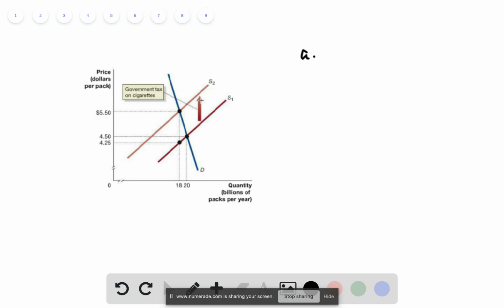So the amount of vertical shift of the supply curve, you can see that it is this amount from 5 points. You only need to find a specific point and find how much the vertical change is. So it is 5.5 minus 4.25. So it should be 1.25. Okay, so that's the amount of tax.